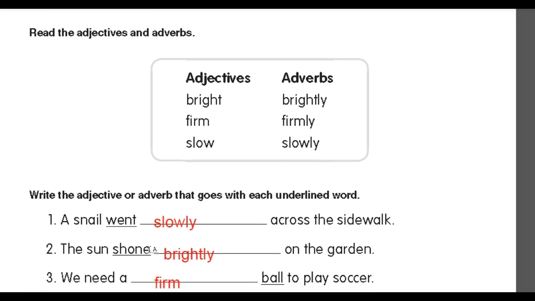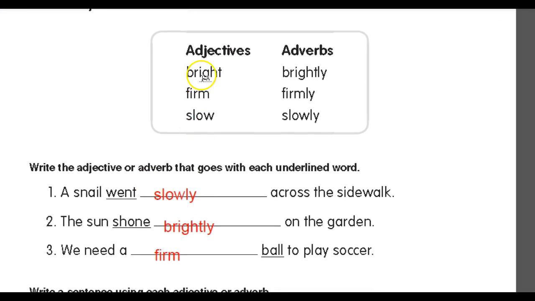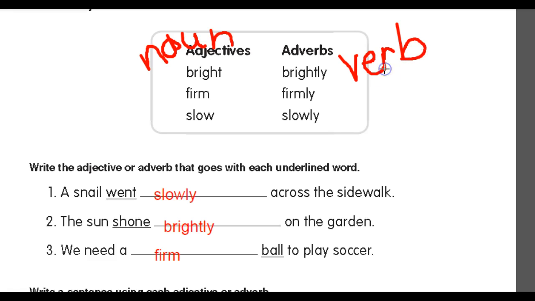Okay, so we have adjectives and adverbs. An adjective, remember, describes a noun, okay? And an adverb, it's the cheater because it says it in the word, describes a verb, okay? So bright, firm, and slow are adjectives. They can describe any noun. Brightly, firmly, slowly are adverbs. Adverbs often have ly on the end. Not always, but often they do.